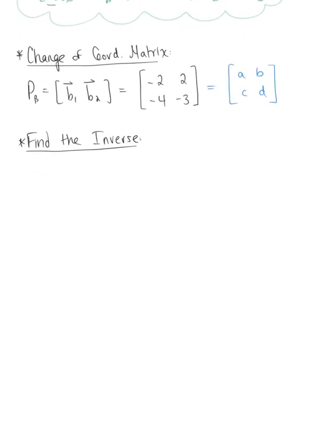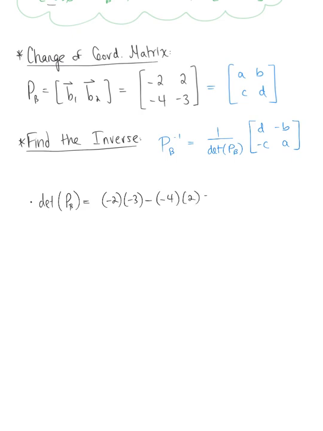And so we know by our 2 by 2 definition that the inverse of the change of coordinates matrix will be defined as 1 over the determinant of the change of coordinates matrix multiplied by the matrix D, -B, -C, A. So the first thing we need to do is find our determinant. The determinant is equal to -2 multiplied by -3 minus -4 multiplied by 2. So we have 6 plus 8, so our determinant is 14. It doesn't equal 0, so the inverse exists.